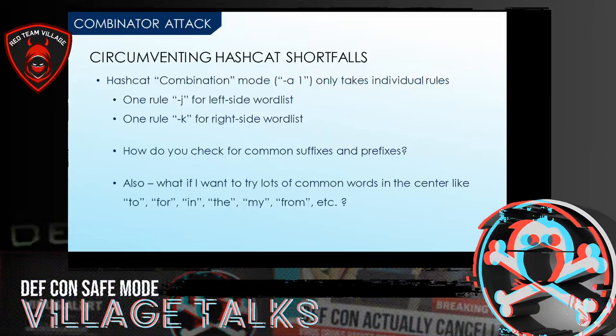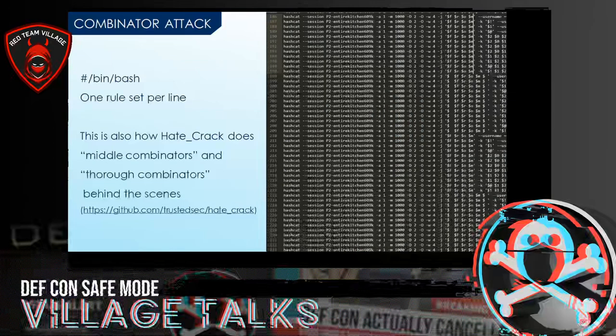Yes, sorry, if you want to check lots of different things using rules, like common words in between 2 words, you're going to need a honking massive and ugly bash file or program to manage it for you. This is actually what Trusted Sec's Hate Crack is doing behind the scenes for what they call middle or thorough combinator attacks. It's basically spawning off tons of hashcat command lines.